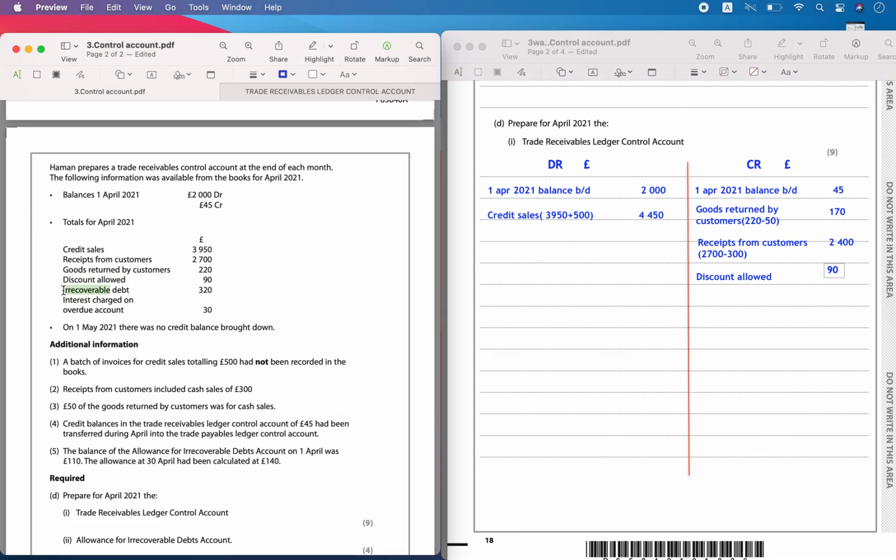Then they had an irrecoverable debt. Irrecoverable debt, that was 320. And then they had interest charged on the overdue account, that was 30. So that is going to appear on the debit side. So that is equal to 30.